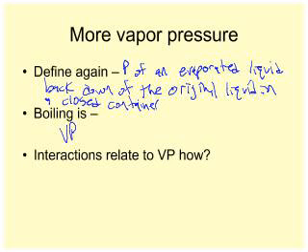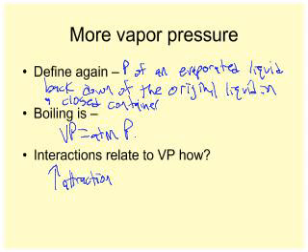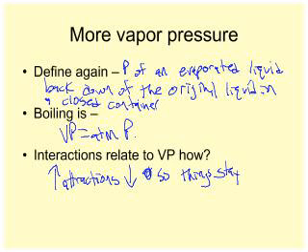Boiling is when vapor pressure equals atmospheric pressure. Interactions relate to vapor pressure: high interactions, such as hydrogen bonding, mean increased attraction and decrease vapor pressure, so things stay in the condensed liquid state.